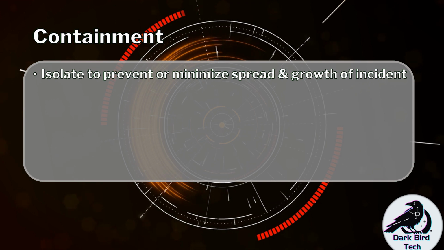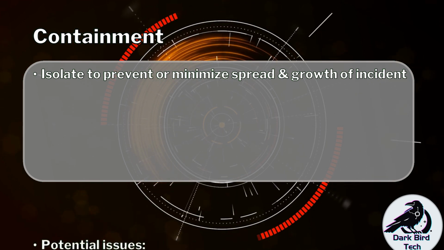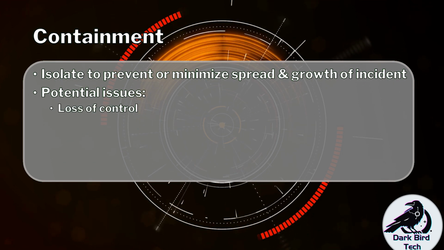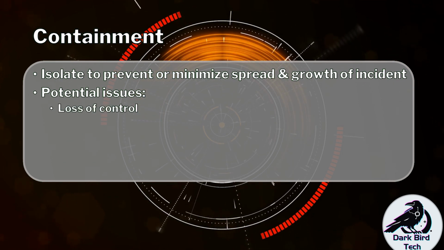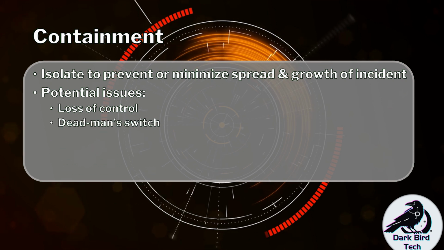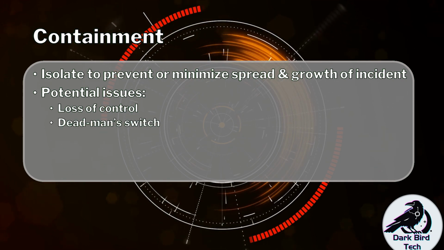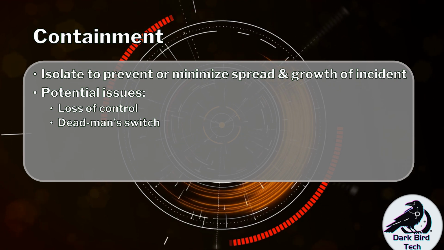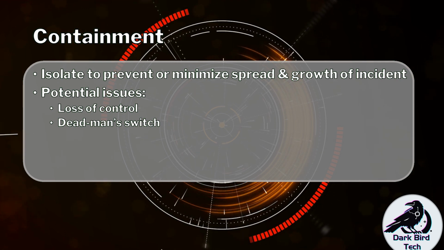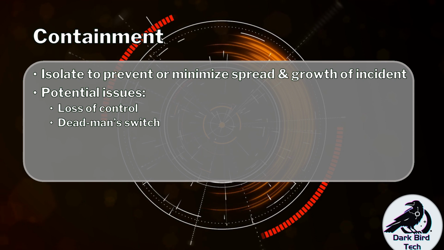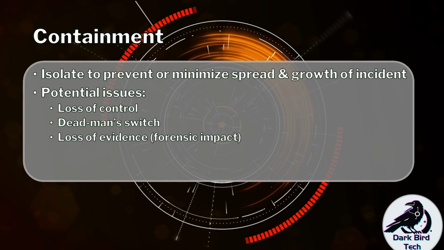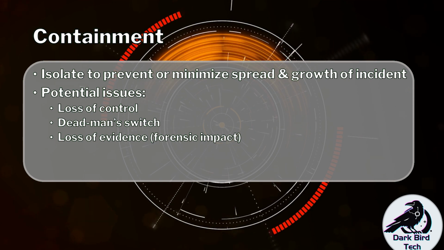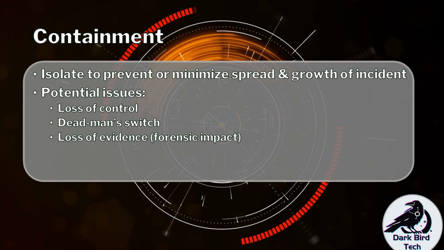Now please be aware that with containment you are going to run into some potential issues. For example, you might lose control during the containment phase. The attacker might be using a dead man switch, where if the malware ceases to communicate with the attacker's command and control server, it might do something severe and significant that could lead to things like loss of control, or worse yet, loss of evidence. This will obviously have a forensic impact, and we are going to talk a little bit about cyber forensics in this video.